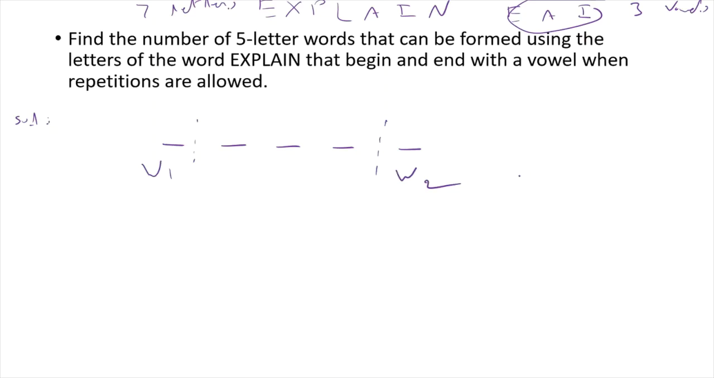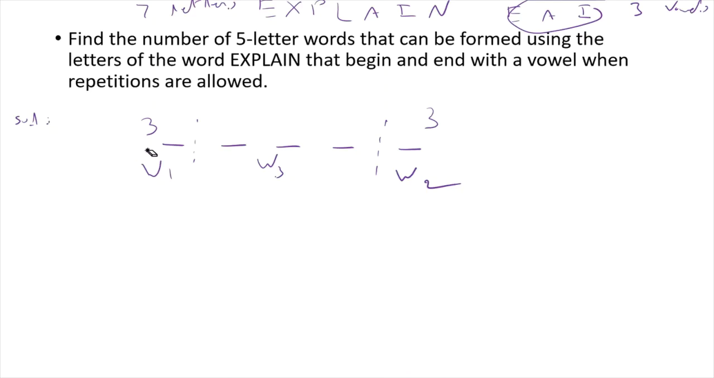So the task of filling these 5 blanks is divided into 3 works: W1, W2 and W3. W1 is to fill the first blank with a vowel, W2 is to fill the last blank with a vowel, and W3 is to fill the remaining blanks with any of the given letters. So I can fill the first blank with a vowel in 3 ways. And I can fill the last blank with a vowel in any of the 3 ways. So if I use a vowel A here, again I can use A in the last blank because repetitions are allowed.